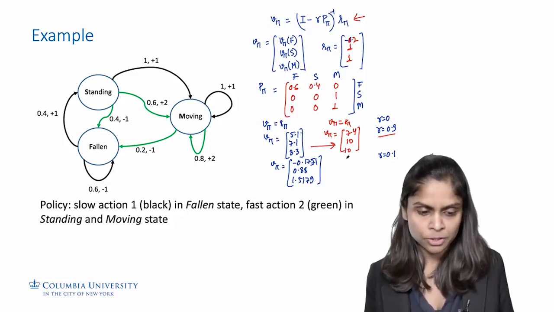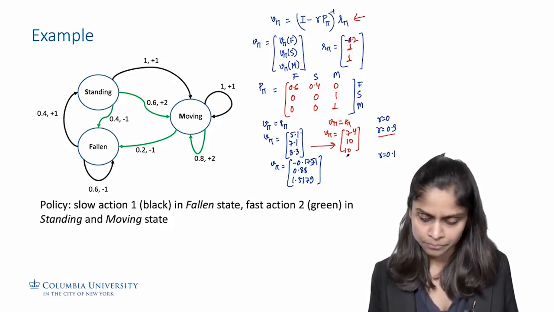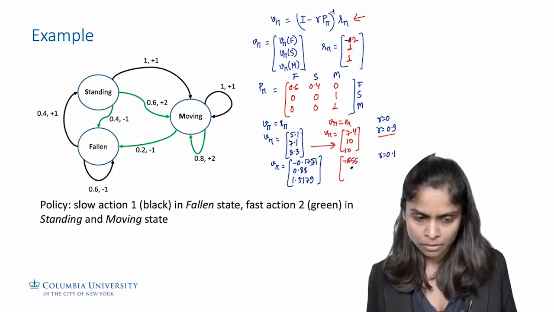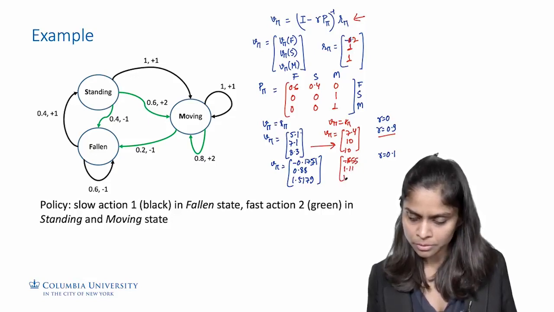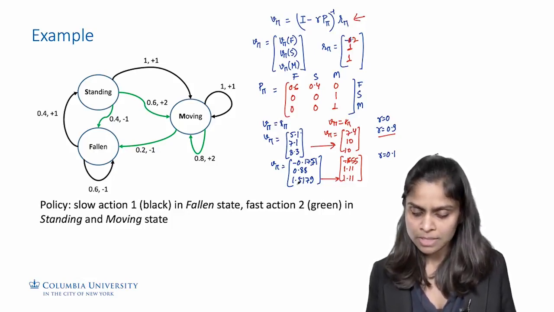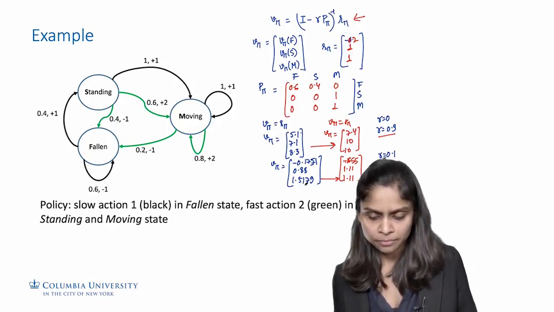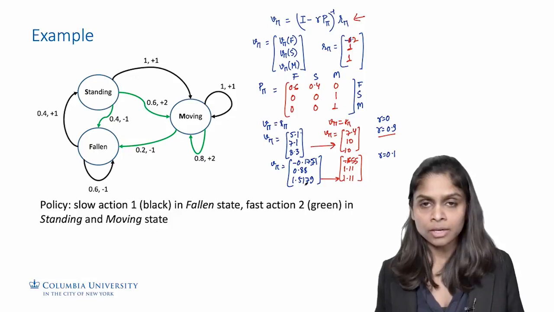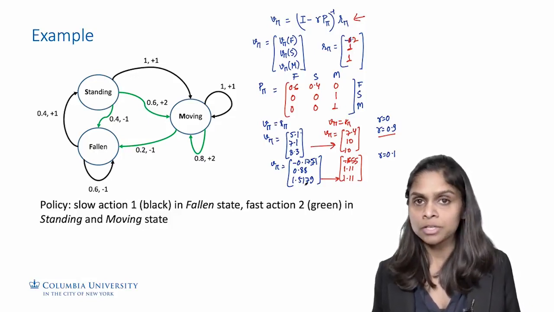On the other hand, for small gamma, the values turned out to be this. So you see that for small gamma, the value decreased, which means it's better to take an aggressive action. So it shows you how the look ahead differentiates the policy you should take.